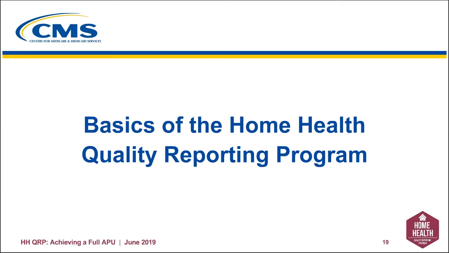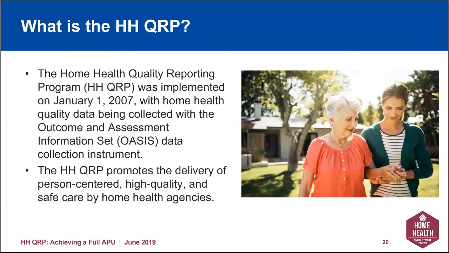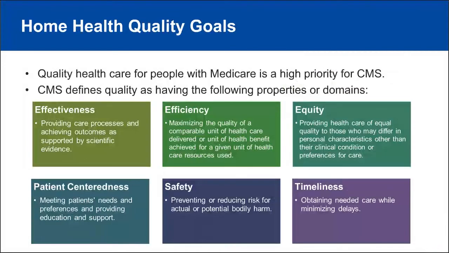Let's get started with the basics of the Home Health Quality Reporting Program. So what is the HHQRP? It was implemented on January 1st, 2007, and at that time, the OASIS was identified as the collection instrument. The program promotes the delivery of safe, high-quality, person-centered care.